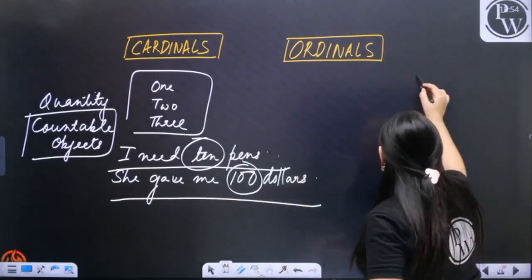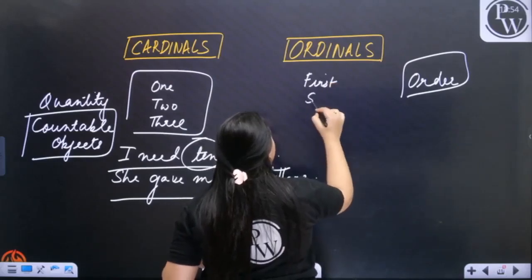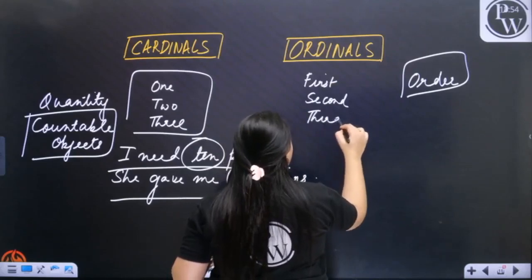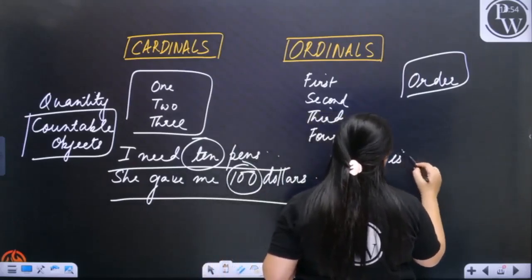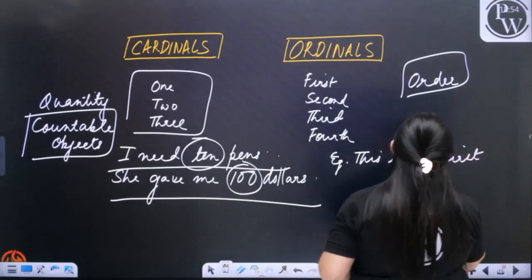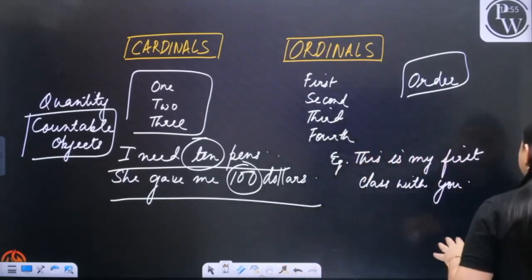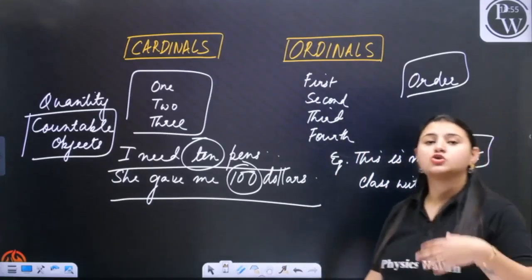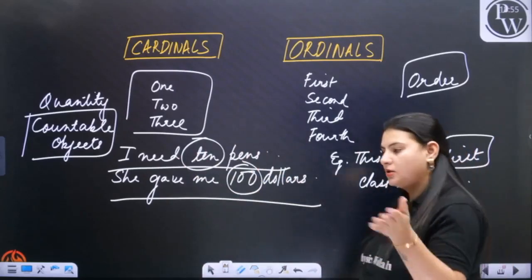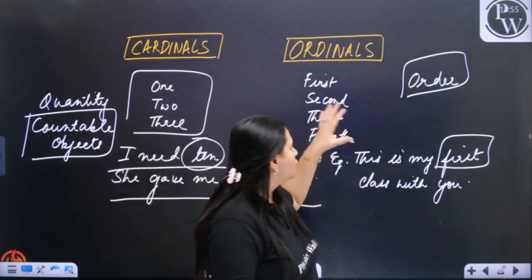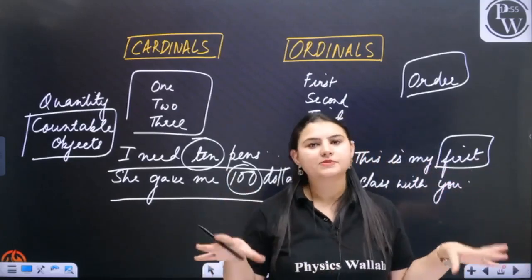But here in this case, we use them to order the things. We tell the order. First, second, third, fourth. Now, example, this is my first class with you. This is not my first class with you, but just an example. We are using it to order. The third girl next to her is very pretty. Now we are using it to put the things in an order, but it tells us the order of the noun. That is why this also comes under the category of determiners.